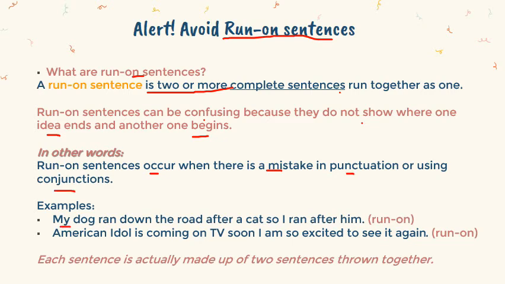For example, my dog ran down the road after a cat, so I ran after him. That's a run-on because I have two thoughts here and I do not have any punctuation or any conjunction. Another example, American Idol is coming on TV soon. I'm so excited to see it again. Also here, this is the end of the first idea. I started with another idea, but I do not have any punctuation or conjunctions. So as you can see, each of these sentences is actually made of two sentences put together.